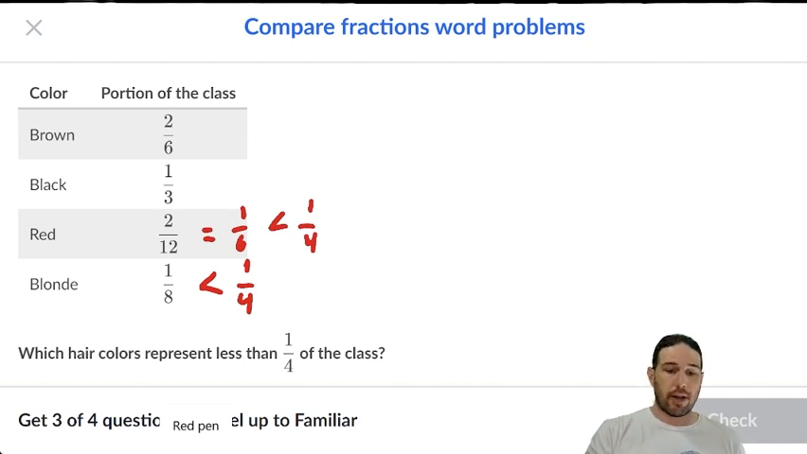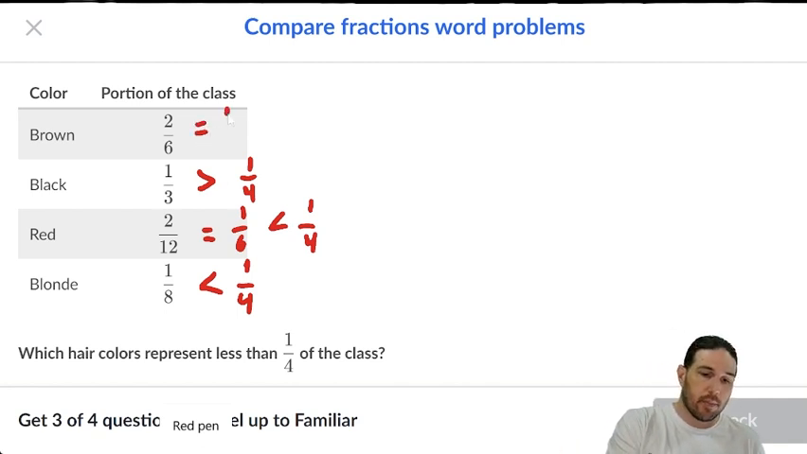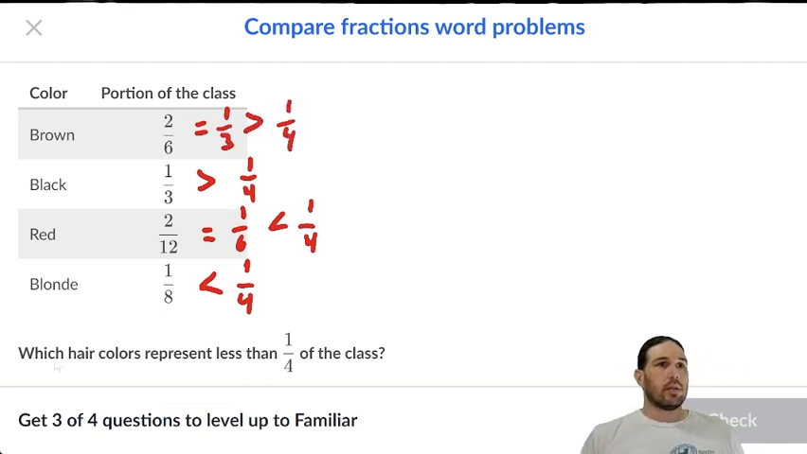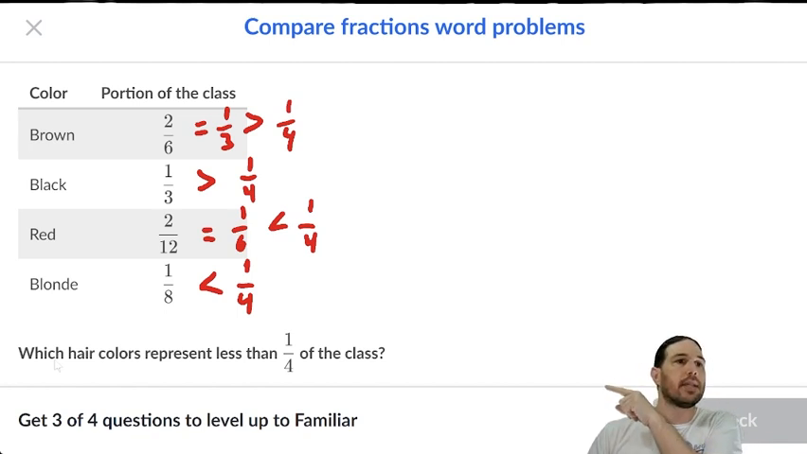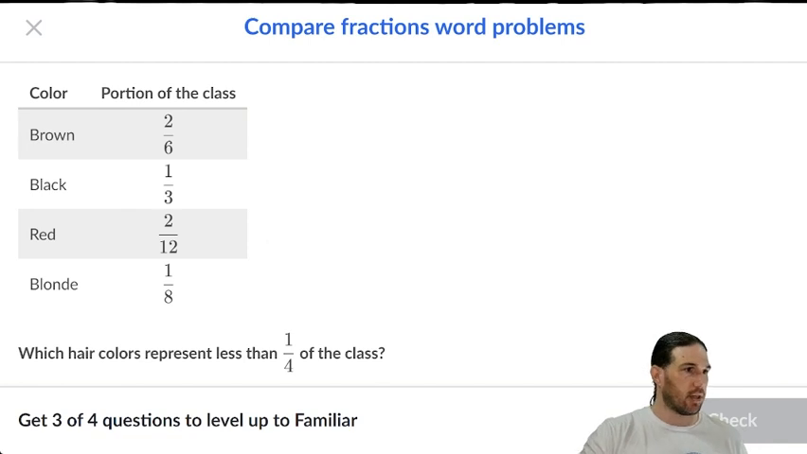1/3 is greater than 1/4, specifically because 3 is less than 4. Cutting something into 3 pieces means each piece is bigger than cutting something into 4 pieces. 2/6 is the same thing as 1/3, which we already determined is greater than 1/4. So it looks like the ones that are less than 1/4 are blonde and redhead. Blonde and redhead are the ones that are less than 1/4.